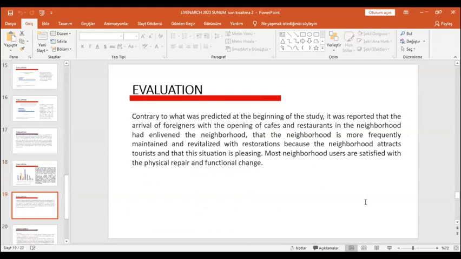Contrary to what was predicted at the beginning of the study, it was reported that the arrival of foreigners with the opening of cafes and restaurants in the neighborhood had enlivened the neighborhood. The neighborhood is more frequently maintained and revitalized with restoration because it attracts tourists, and this situation is pleasing. Most neighborhood users are satisfied with the physical repair and functional change.